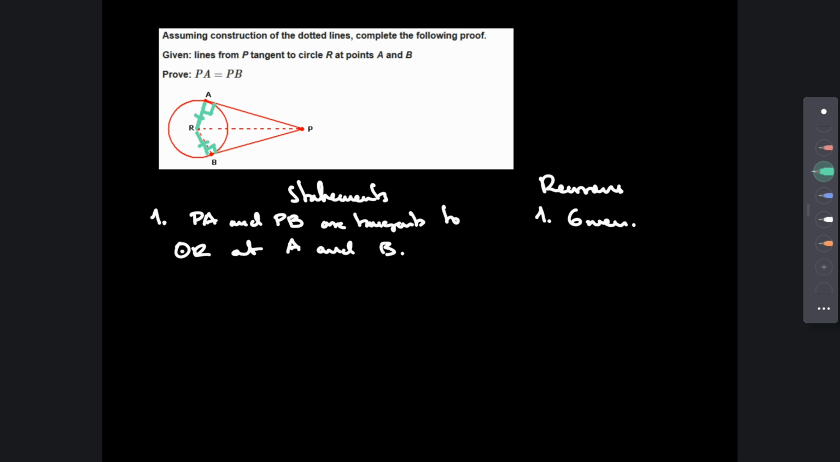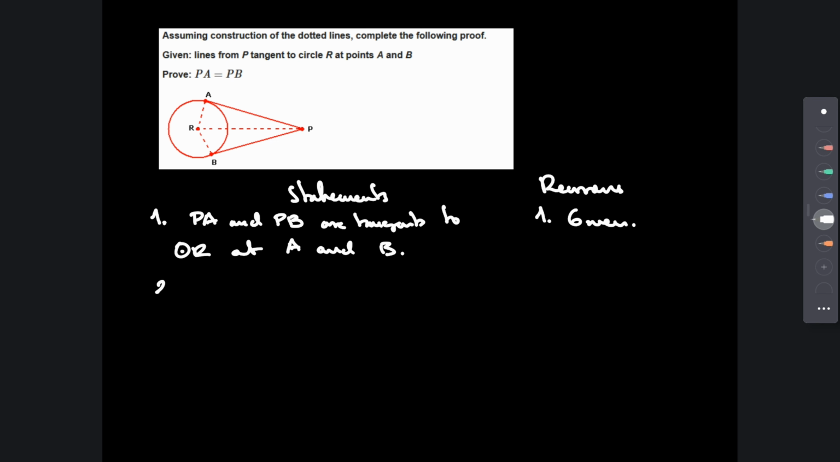And since we are dealing with right triangles, and we know that this is a common side, by reflexive property, we know that they are sharing this side. Then the two triangles are congruent. And if they are congruent, then everything that is corresponding has the same measurement, right? So we're proving that PA is equal to PB. So that's basically our plan, okay?